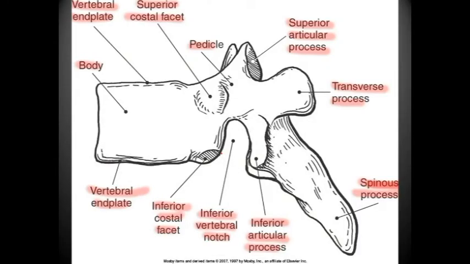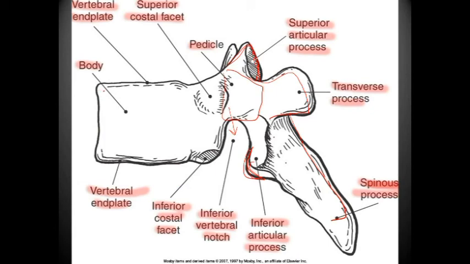Here we have a sagittal or a side view, and notice that we have the inferior vertebral notch here, and so we have the inferior articular process and the superior articular process. And so those two come together to form the zygapophyseal joint. We see the transverse process here, spinous process here, and so this means that this area here is the pedicle.